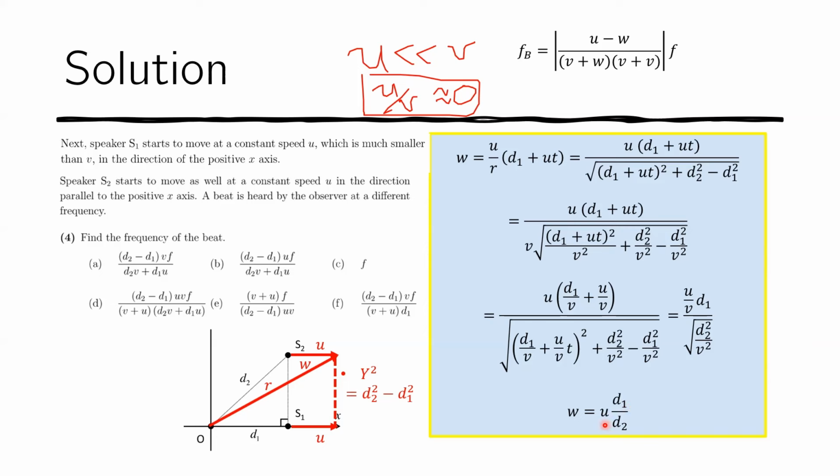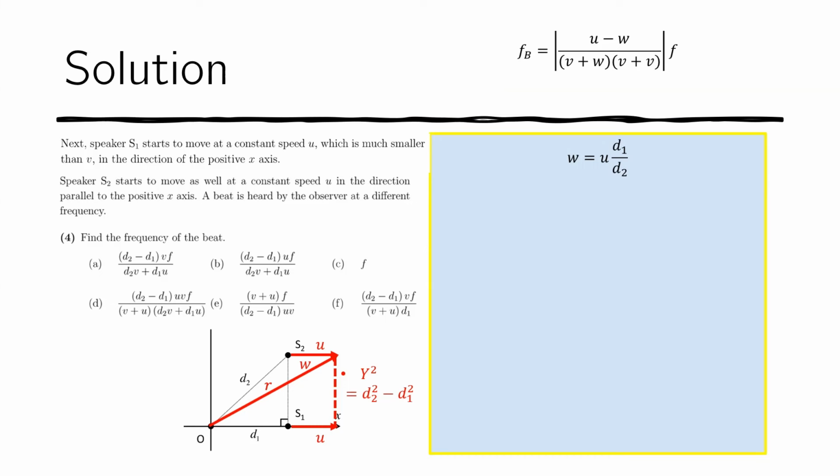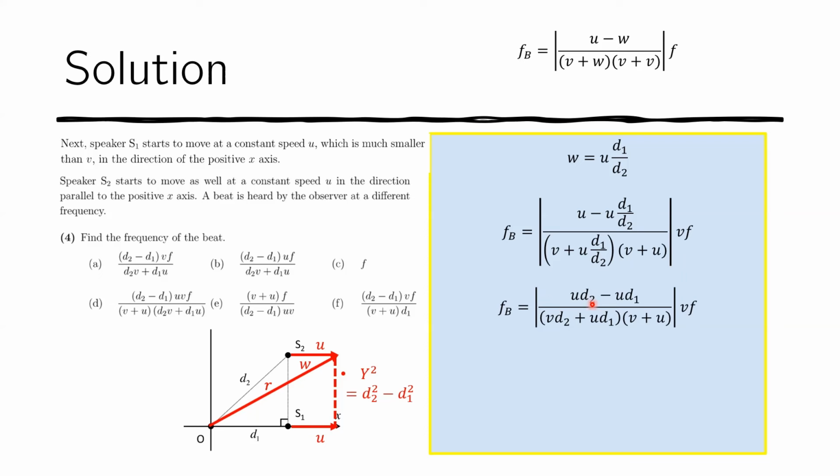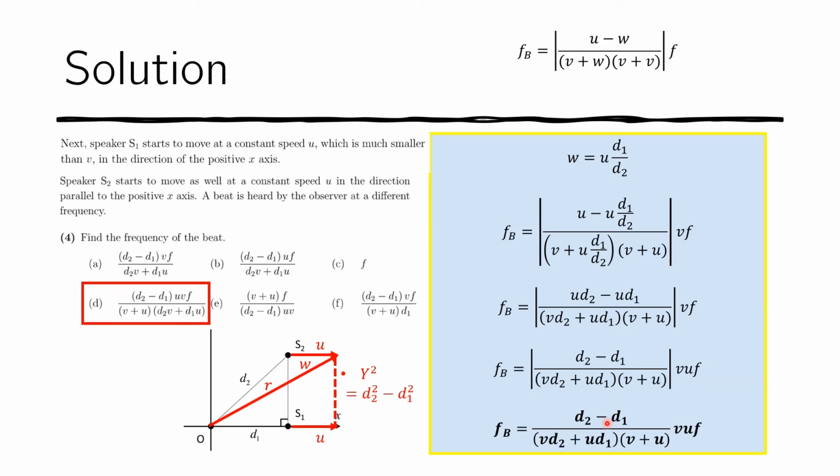And now we can substitute the w here with this value. Now we just have to plug in the value that we got into the w's here. So we do that here. Now let's multiply the numerator and the denominator by d2, and we obtain this. Now we can factor out u, and this is what we get. And this is very similar to what we already have in the choices. We just remove the absolute value symbol because d2 is greater than d1 anyway. And we see that that's just the same as this.